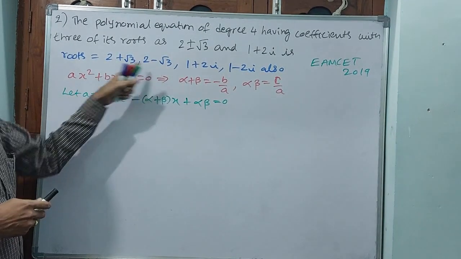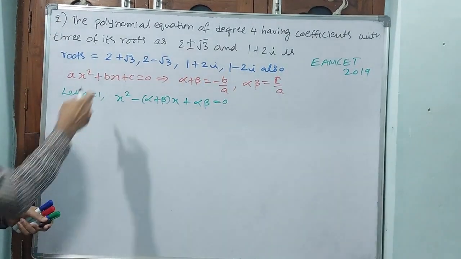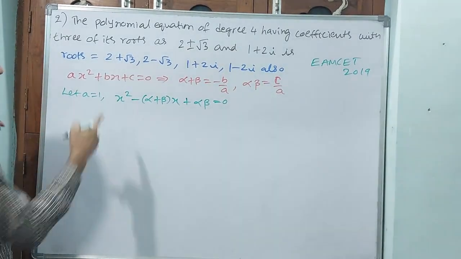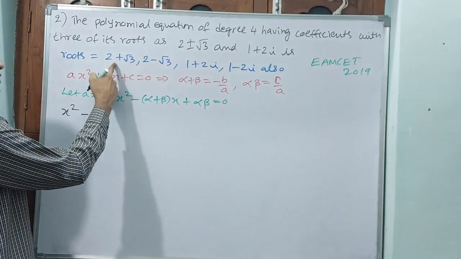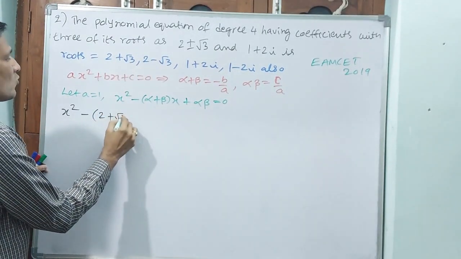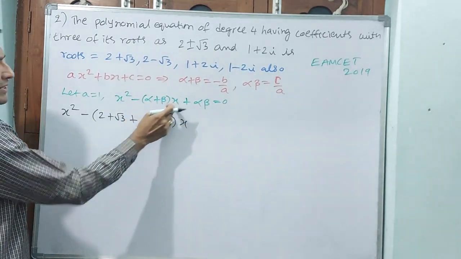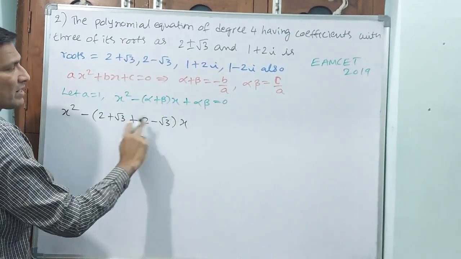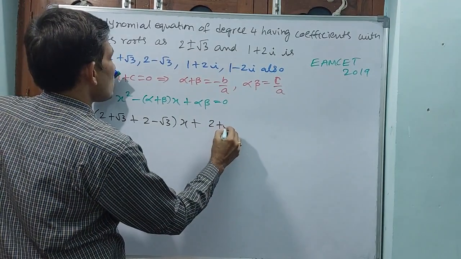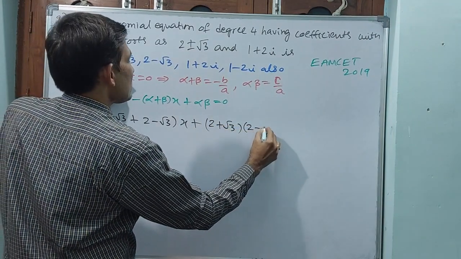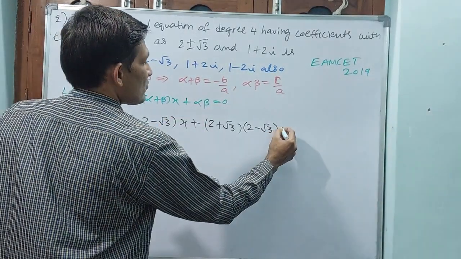Because you have got 2 roots, alpha and beta, in separate equations. See how I am tackling this question. Now what will I write? x square minus alpha plus beta, which means you have to add these roots: 2 plus root 3 plus 2 minus root 3, into x. The outside minus is there, x is there. Plus alpha into beta, which means 2 plus root 3 into 2 minus root 3. Here x will not come. That's all. This is equal to 0.